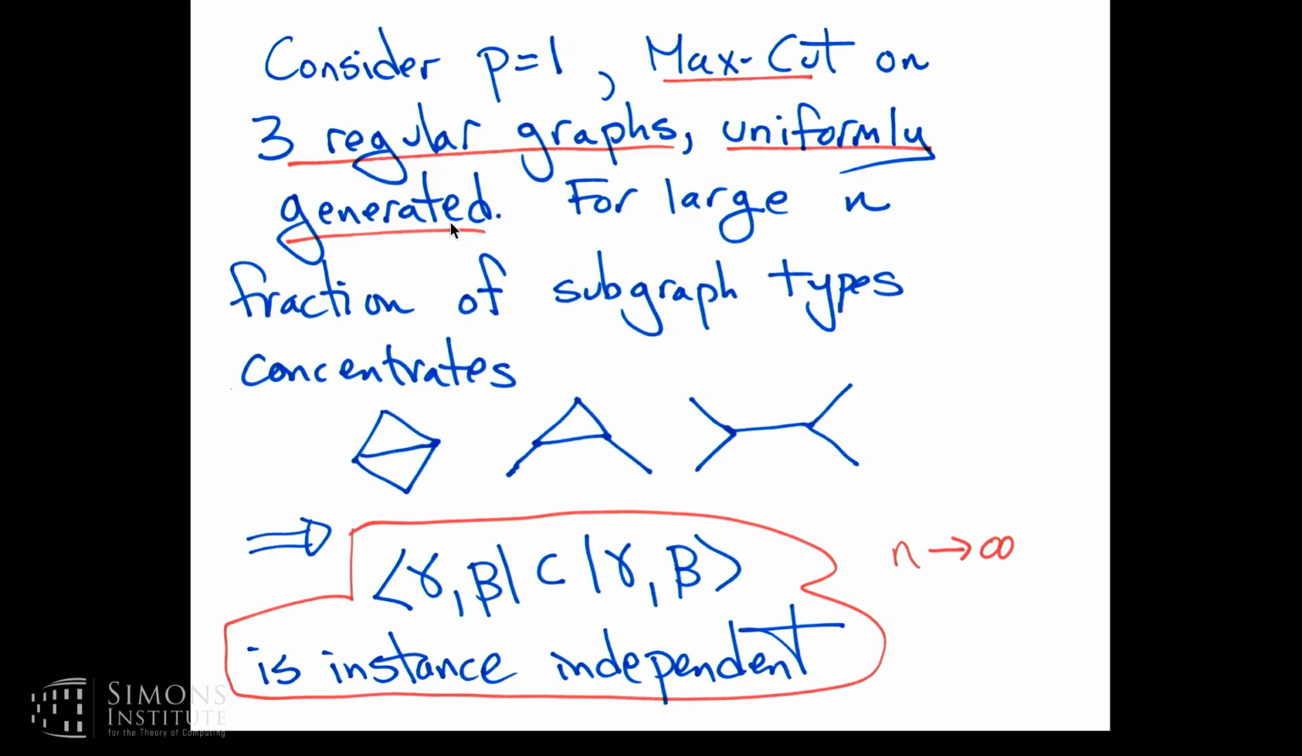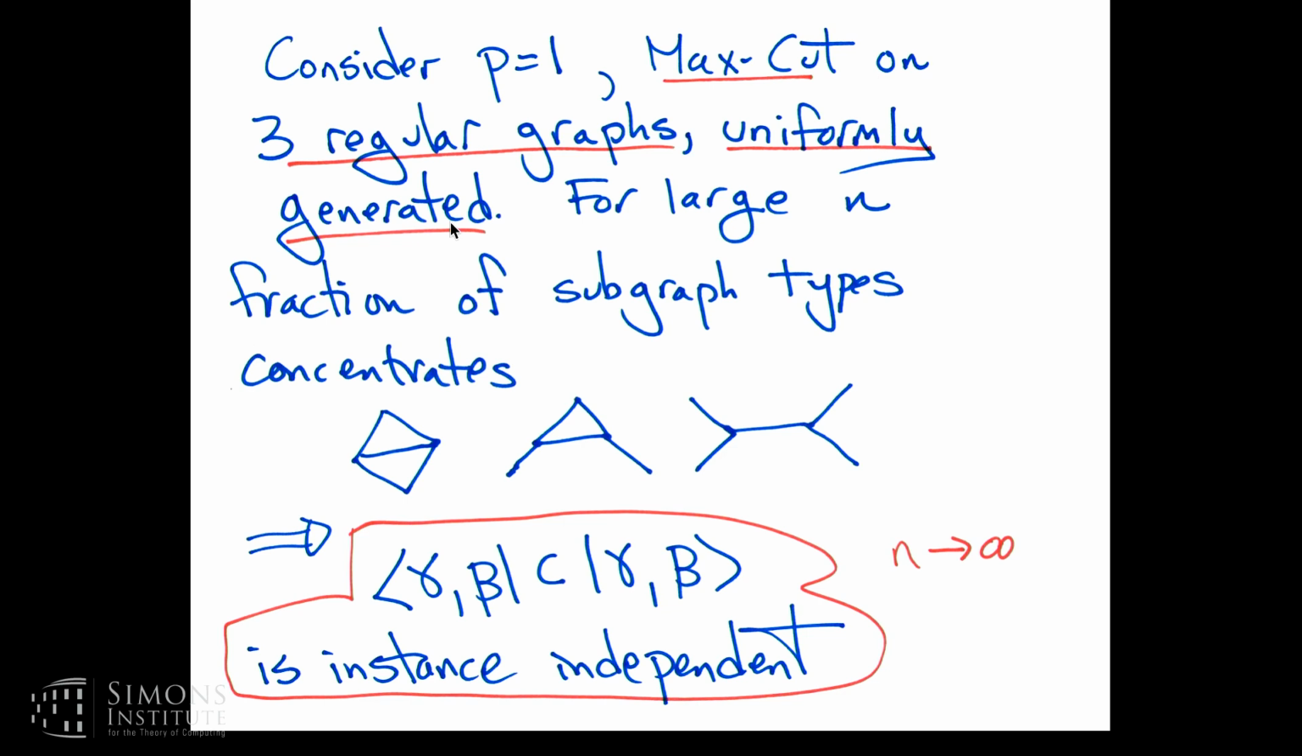Consider p equals 1. Let's go back to my max cut example. Let's imagine I've uniformly generated them in some manner. So for large N, the fraction of subgraph types will concentrate. Because if I have a giant graph and I count the number of each subgraph type, it's going to be a fixed fraction, because the graph is giant and I've distributed it uniformly. In fact, it's all going to be these, because if you have a giant graph, it doesn't have little triangles. But it doesn't matter. In principle, it's just these three types. But since I know the subgraph types, this is instance independent. So that just proved that for p equals 1 on 3 regular graphs, it concentrates. It's the same for every big 3 regular graph that I generate.